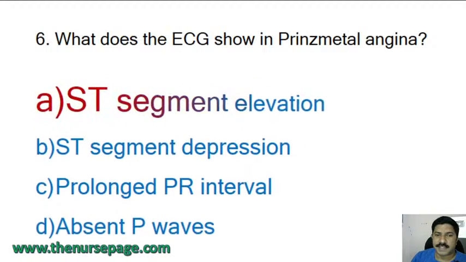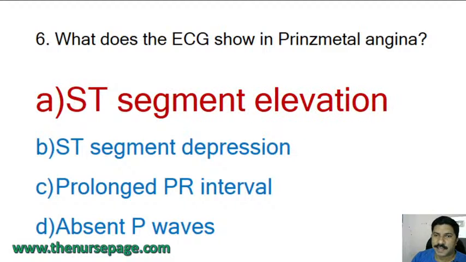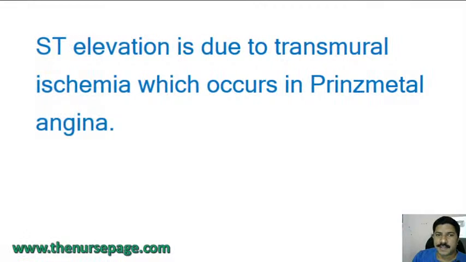Okay, the correct answer is ST segment elevation. In Prinzmetal angina also, the main ECG change is ST segment elevation only. ST elevation is due to transmural ischemia, which occurs in Prinzmetal angina, the same as in usual MI.